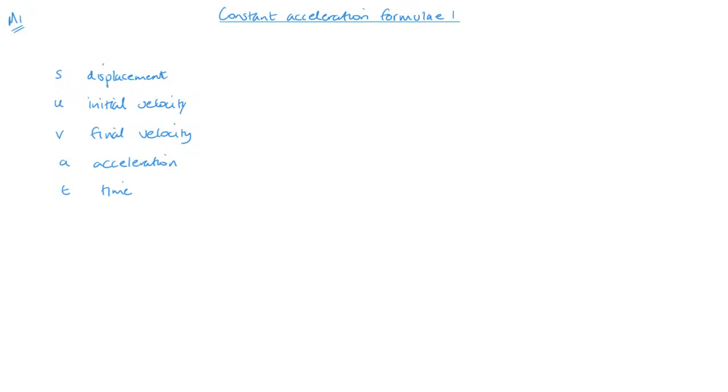And the set of formulae that we're going to create over this video and the next video are generally referred to as SUVAT. So just saying the letters in the order that I've given them now. Now, you need to be able to derive the formulae from a velocity time graph, which is what I will show you first, and then we'll start looking at using them.